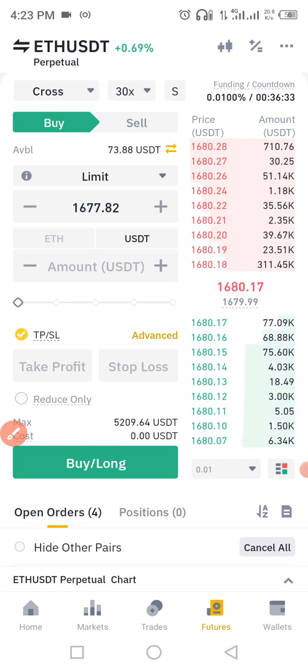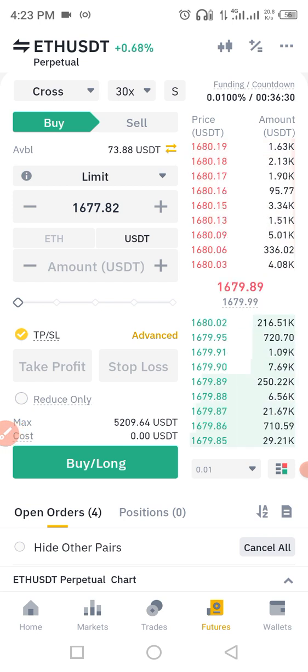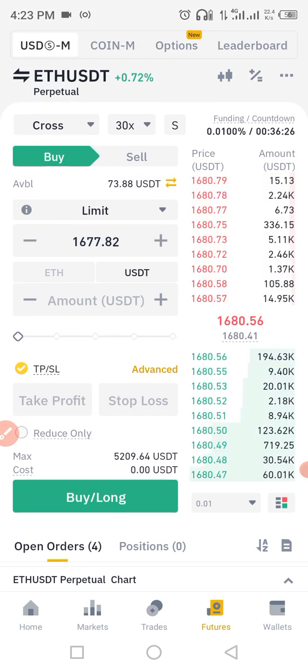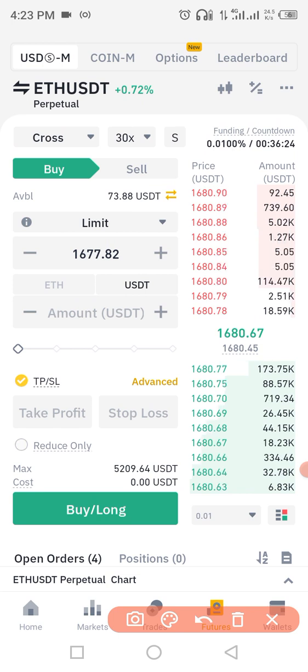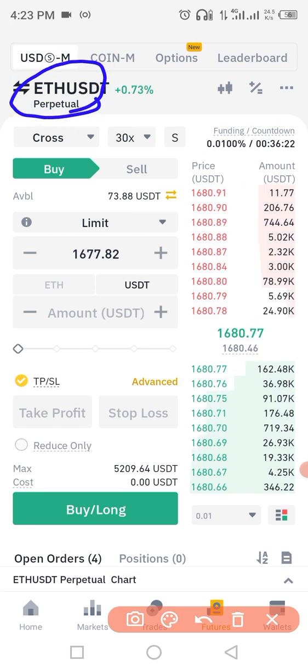It's just like the spot market, but there are one or two differences that I'm going to help you understand better. So this is it. The first thing you're going to see when you come on, of course, is your pair. We are currently on the ETH/USDT pair.